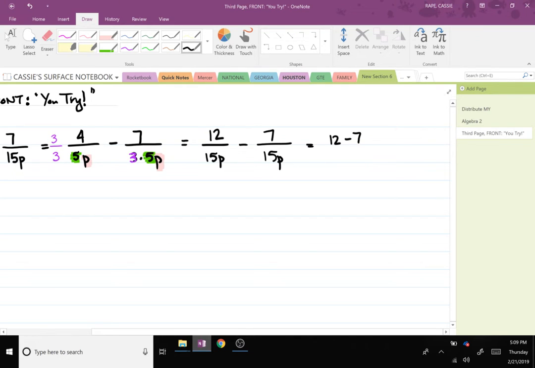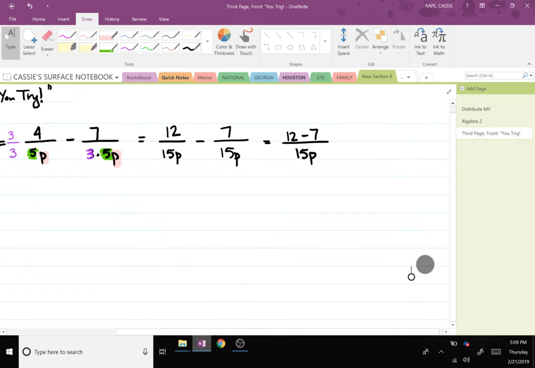Now I'm going to show every single step. You'll probably get to the point where you don't have to show every single step. When you have common denominators, you don't put them together. There's only one denominator, so you combine both of the numerators over a single denominator. And so 12 minus 7 is 5 over 15p.